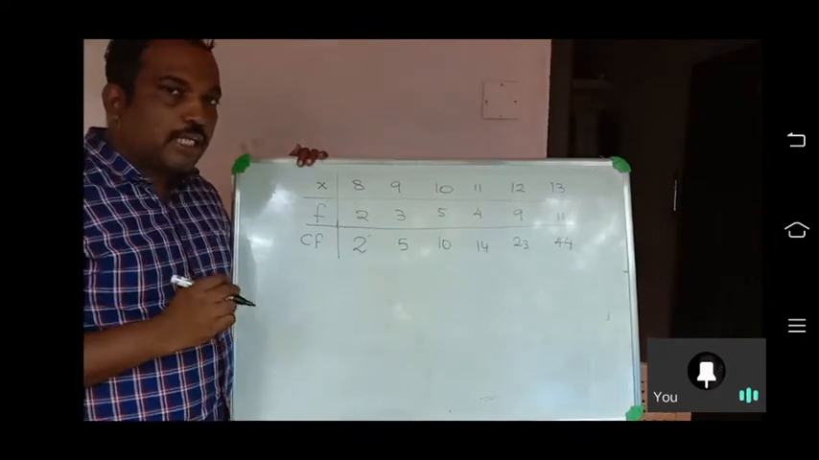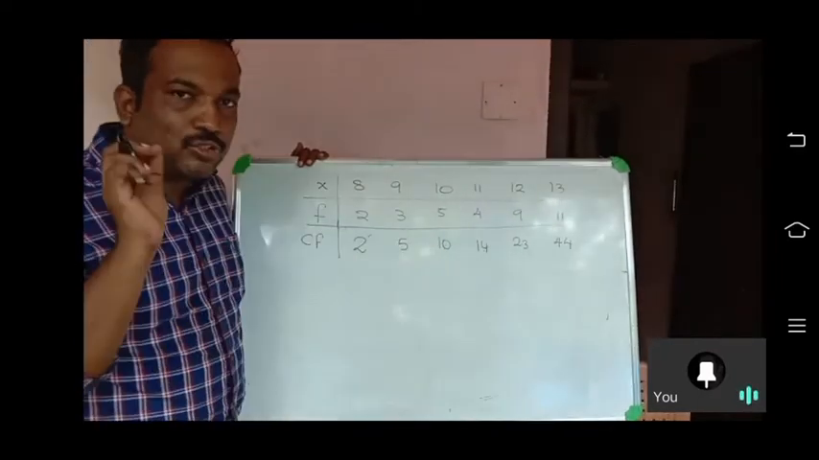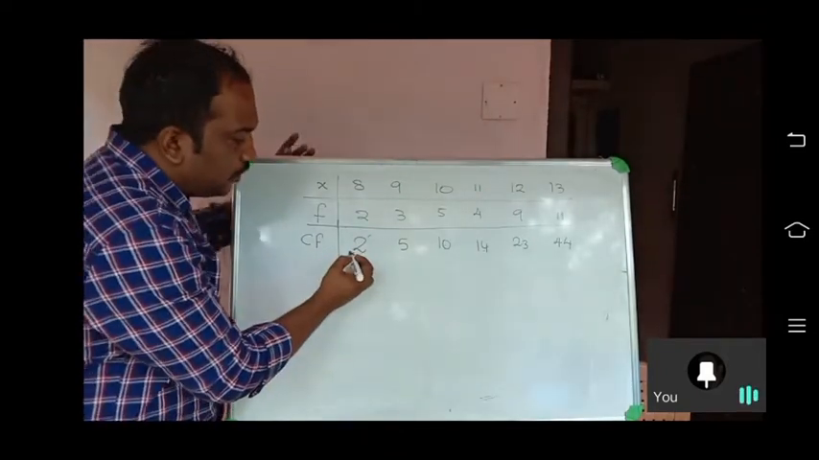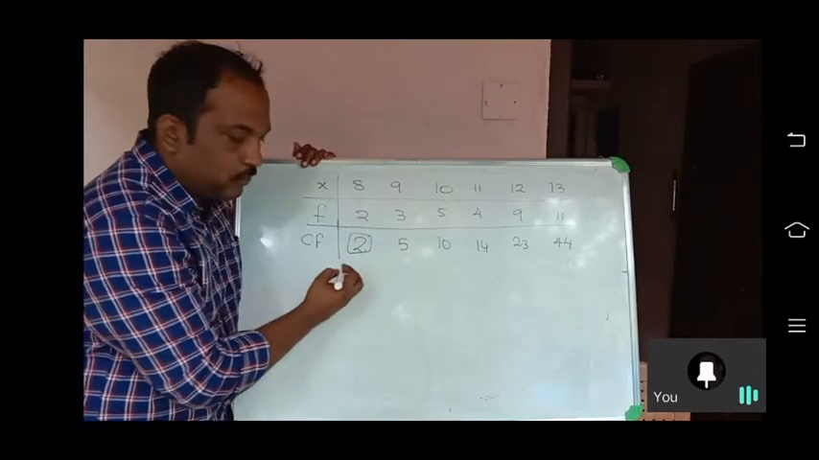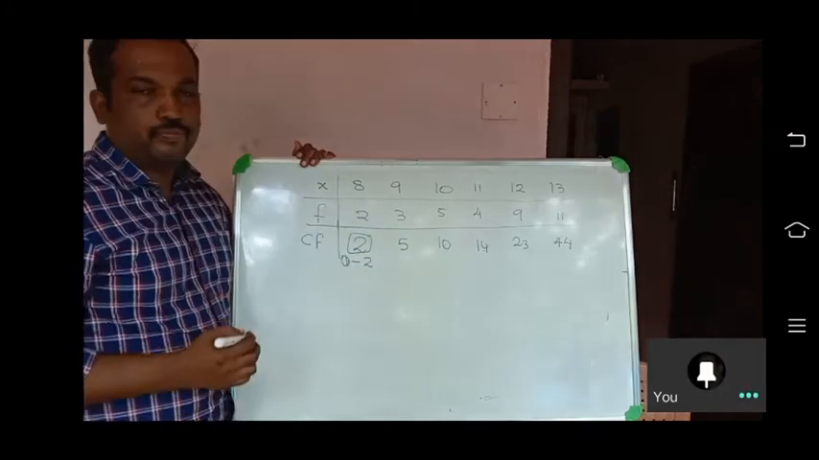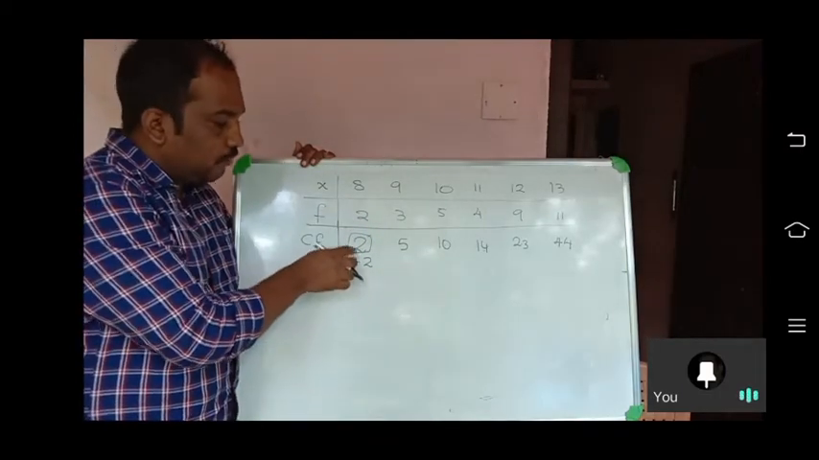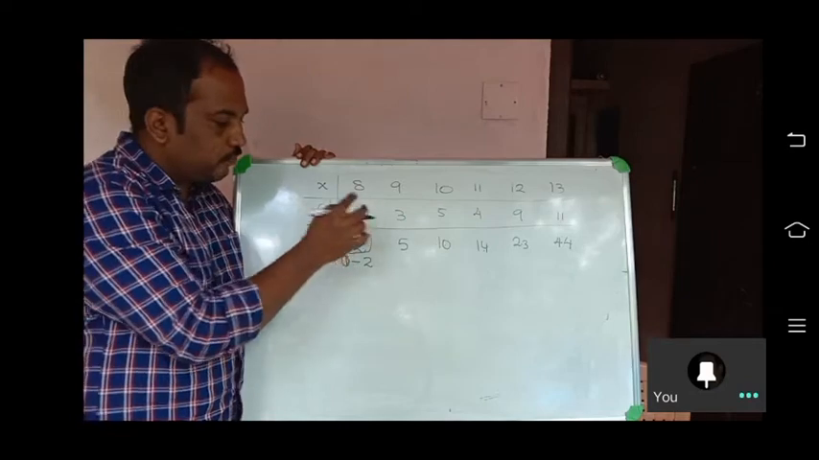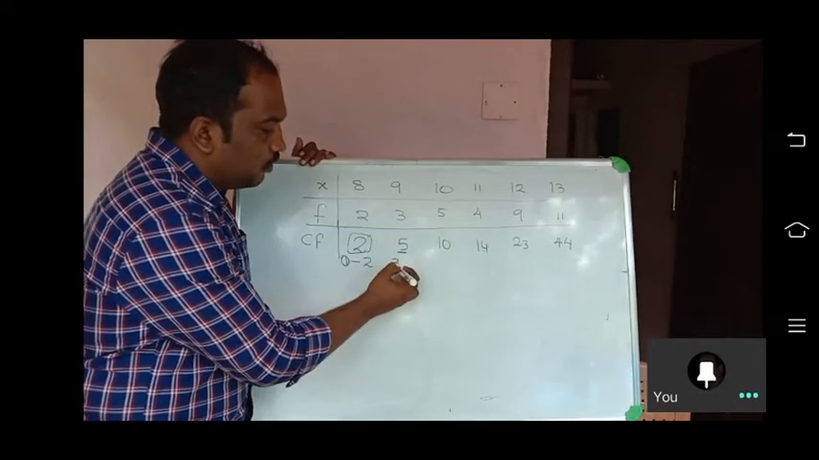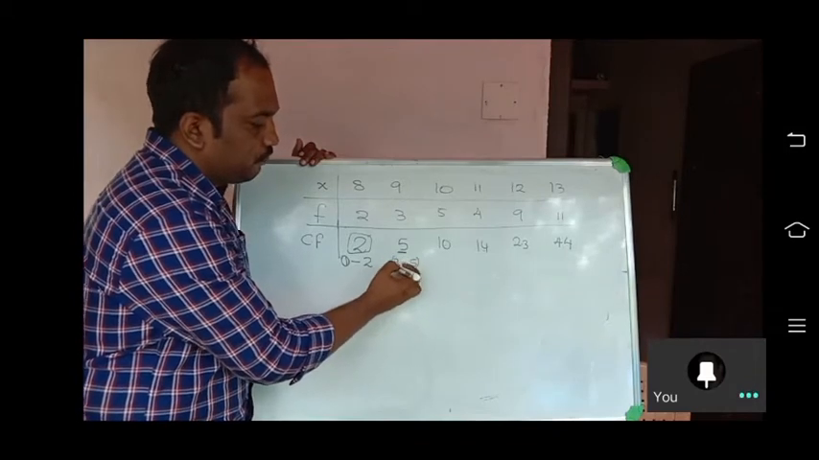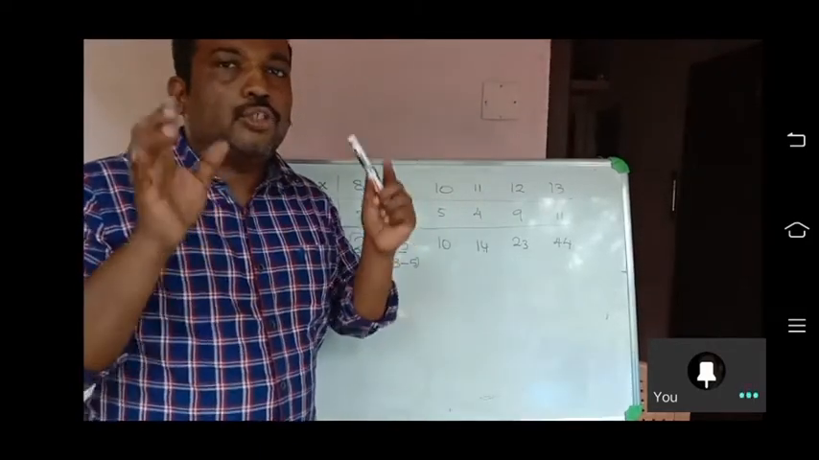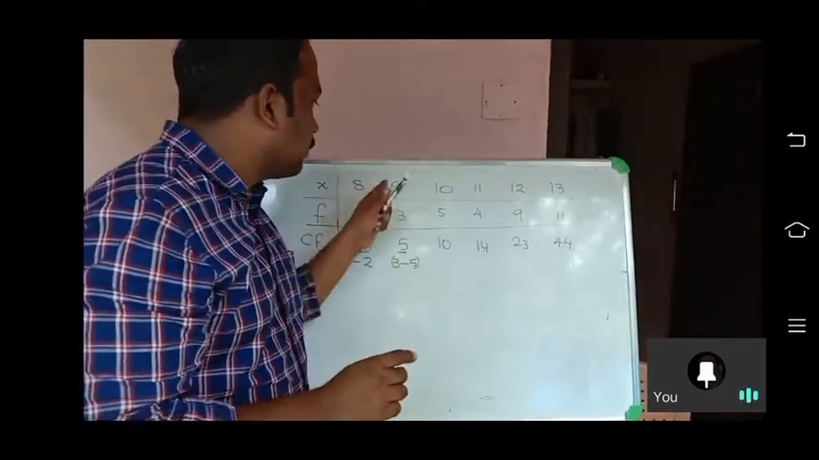And when you are thinking about these cumulative frequencies, we must know very clearly what we mean by cumulative frequency. Cumulative frequency 2 stands for 0 to 2 comes in number 2. And cumulative frequency 5 stands for 3 to 5. That means 3 to 5 numbers are satisfying 9.